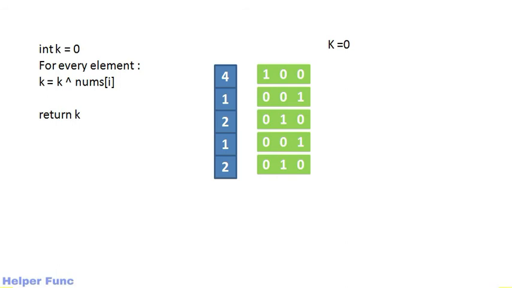So let's look at this example. Currently my k is 0. When I XOR it with 4, it will become 4. Now when I XOR 4 with 1, it will become 5. Now XORing 5 with 2 will result in 7. And now if I XOR 7 with 1, it will become 6. Thus the contribution of 1 gets removed. Again if I XOR 6 with 2, it will become 4. Thus the contribution of 2 also gets removed. Thus at the end, my k will represent the unique element present in the array.